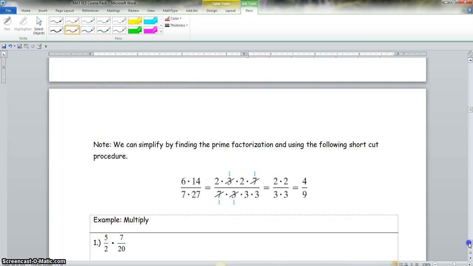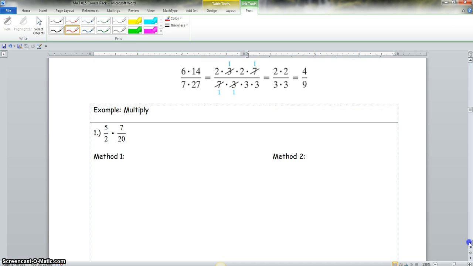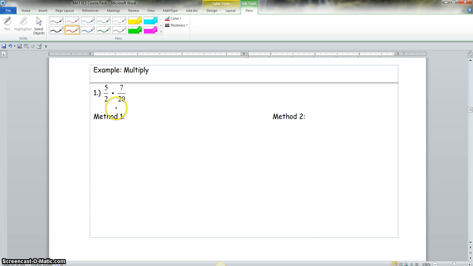Now note, we can simplify by finding the prime factorization and using the follow shortcut procedure, which we've been doing. So let's go here. Now, they want us to do method 1 and method 2. I would do both methods here. So first of all, we will multiply. 5 times 7 gave us 35, and 2 times 20 gave us 40. Now method number 2, we would do 5 times 7, leave it as prime factorizations, and our denominator 2 is prime, and we know the prime factorization of 20 is 2 2's and a 5.